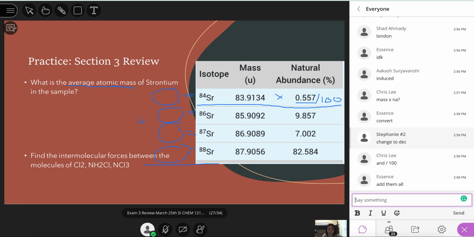So once we do that, what do we get? Does anyone know? If you multiply this together, that would be, I believe, 0.557 or something. Once you do that, what's the answer going to be over here? Does anyone remember? Yep, that's correct. It's supposed to be 87.2627. Do we all agree with that?